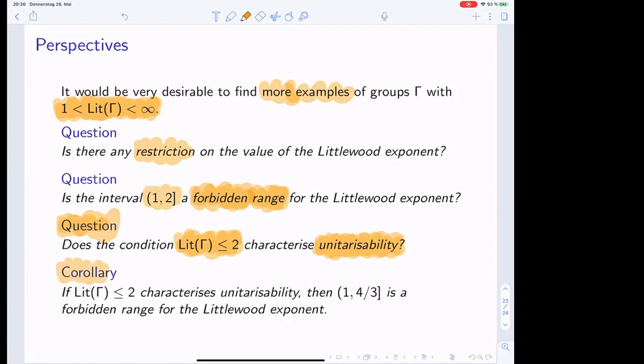Because there's the following corollary. That's the actual corollary, but it depends on the positive answer to the previous question. If Littlewood exponent less than 2 really characterizes unitarisability, then at least in this interval, there are no groups with that Littlewood exponent. That relies on a result of Inessa Epstein and Nicolas Monod about the characterization of unitarisability.